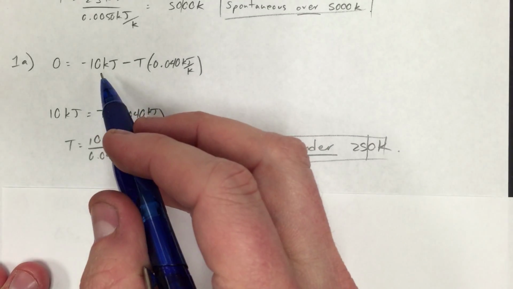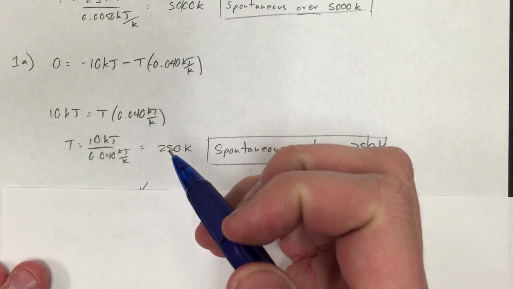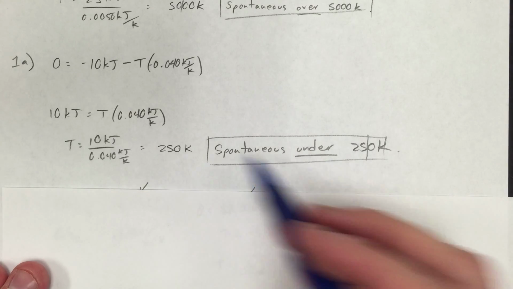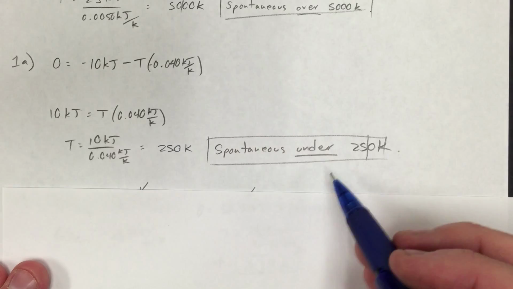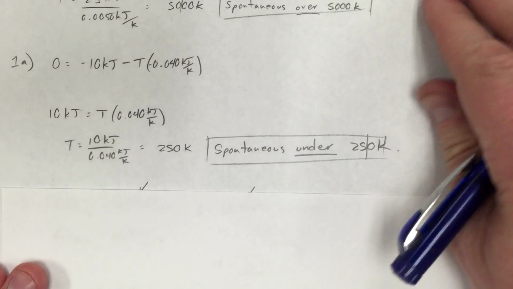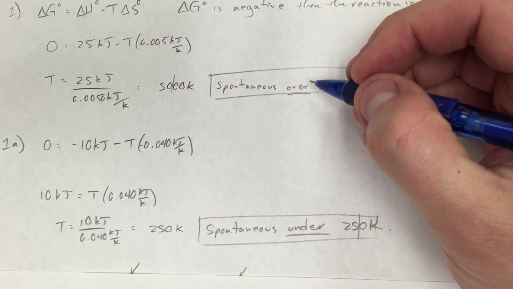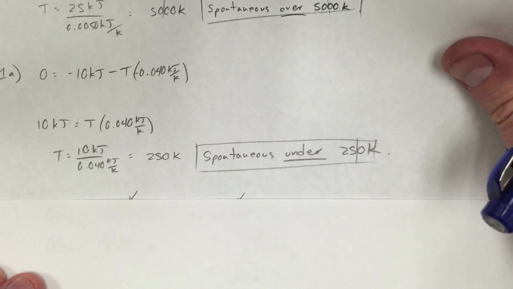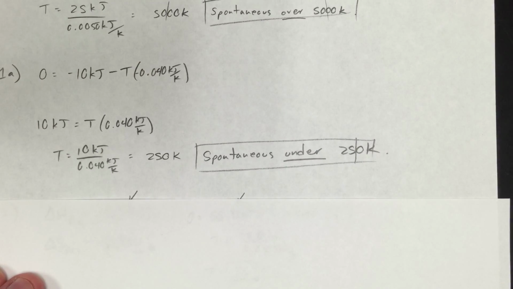But again, remember, if delta H is negative, that means that it's an exothermic reaction, so it's only going to be spontaneous at lower temperatures if the delta S is also negative. So spontaneous under 250 Kelvin, and the sig figs should have probably been 2 sig figs on this first one, so that 5,000 should have ended there, and also the 250 should end there as well, but yeah. Okay, so that's numbers 1 and 1a.